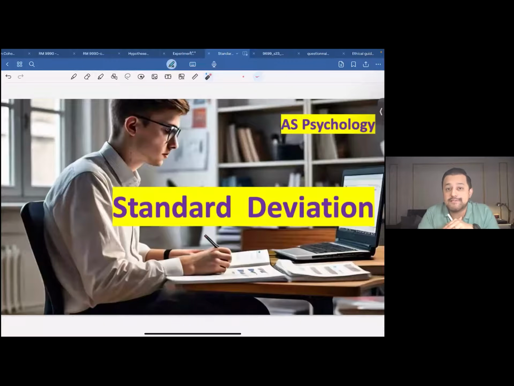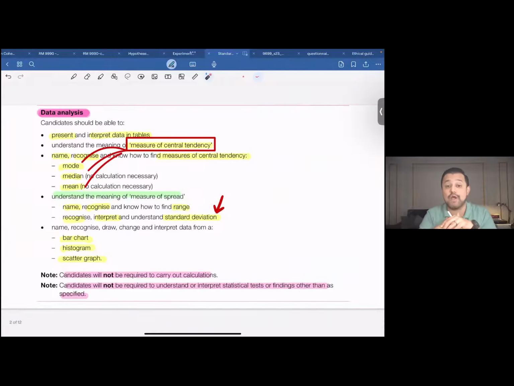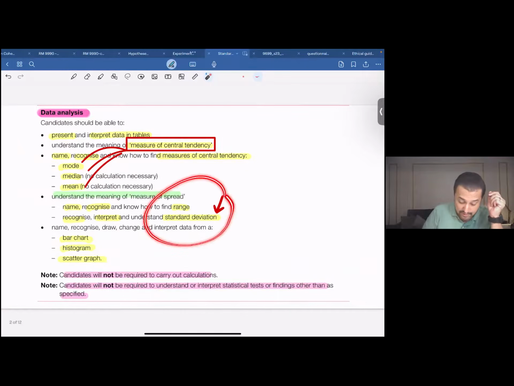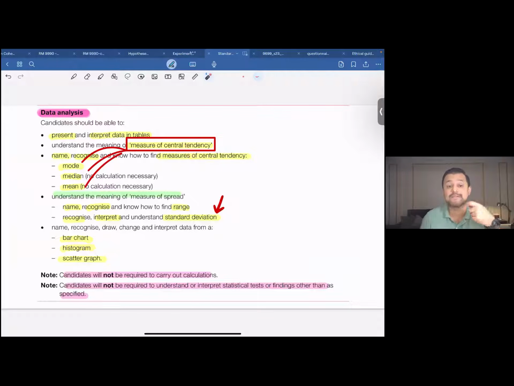Hello, everyone. Let's discuss standard deviation. But before I proceed with standard deviation, I'd want you all to have a quick look at the syllabus from paper 2, that is research methods. Now, standard deviation comes under the heading of data analysis, right? What exactly is this data analysis? What all is it that is expected from us to know as a student from data analysis?